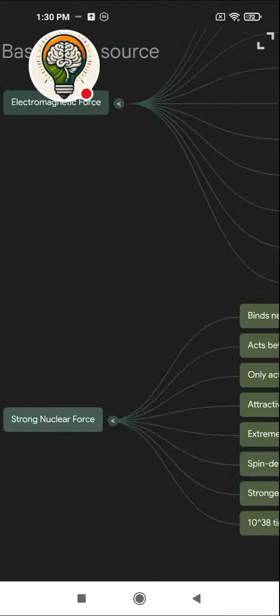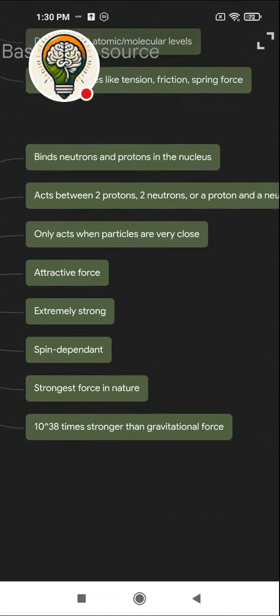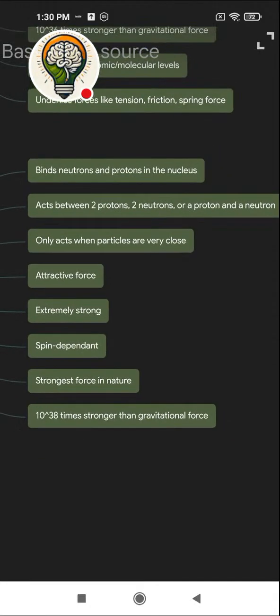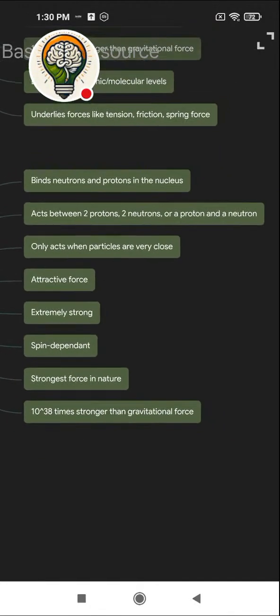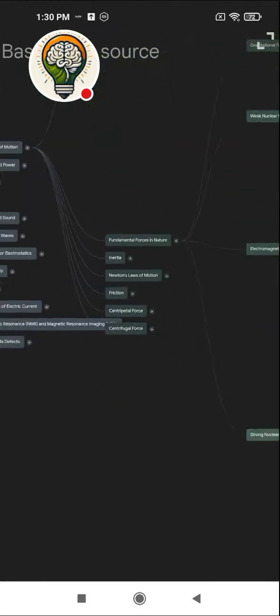Then the strong nuclear force, which binds neutrons and protons in the nucleus. It acts between two protons, two neutrons, or a neutron and a proton, and only when the particles are very close. It is an extremely strong attractive force, spin dependent, the strongest force in nature, and 10 power 38 times stronger than gravitational force.